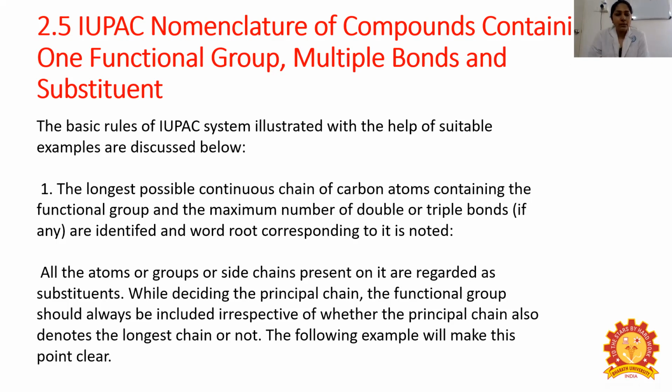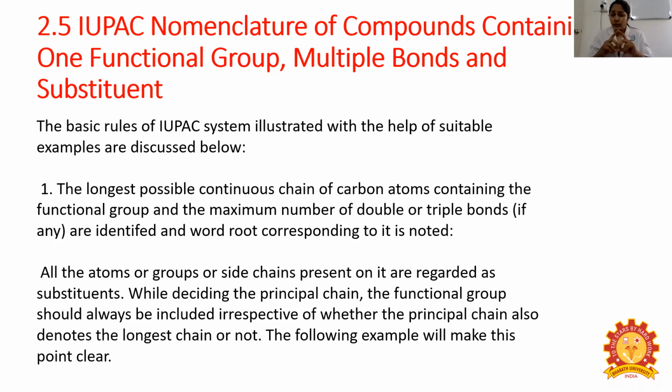The longest possible continuous chain of the carbon atoms containing the functional group and the maximum number of double and triple bonds, if any, are identified, and the word root corresponding to it is noted. So the first rule is to identify the longest possible continuous chain of carbon atoms containing the functional group and the maximum number of double or triple bonds.